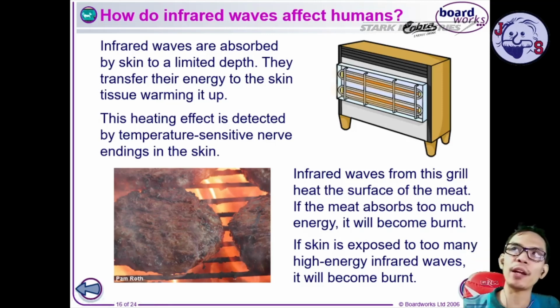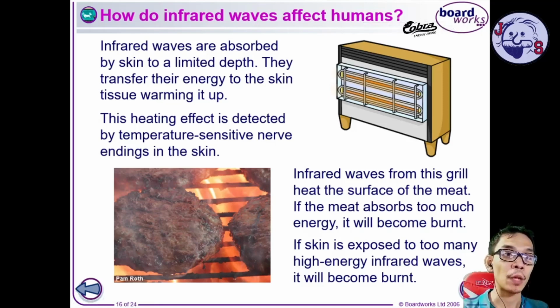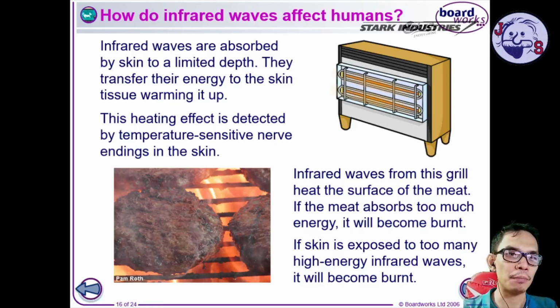Also, we can use infrared rays in infrared cameras. In infrared cameras, we can see colors like red being the hottest and blue being the coldest. So that's the use of your infrared waves.